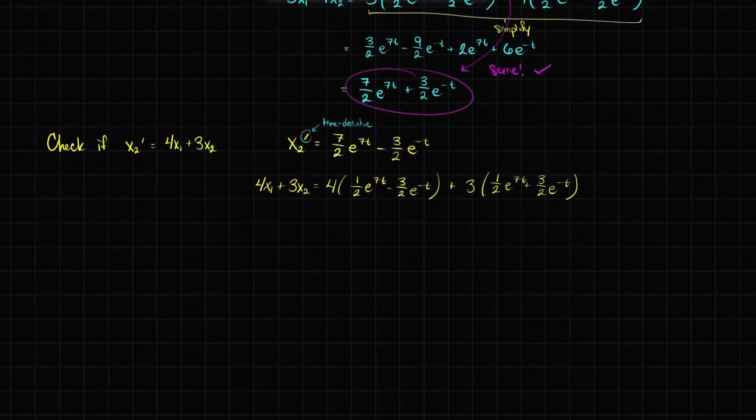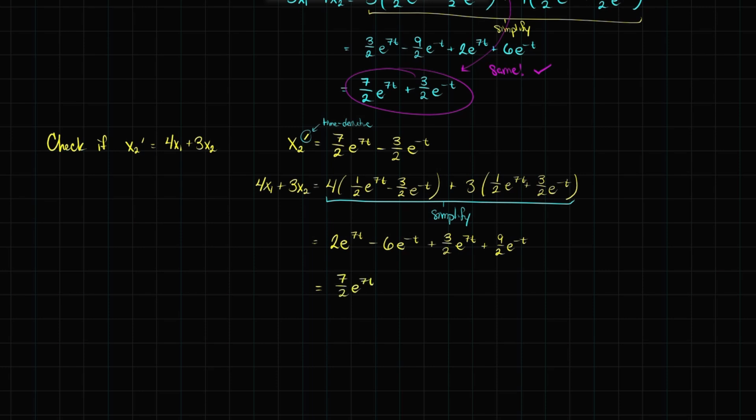And we'll go ahead and simplify these. And when we do, what we get is 4 times 1/2, so we get 2 copies of e to the 7t. 4 times negative 3/2 is negative 6 copies of e to the minus t. We're going to have 3 copies of 1/2, or 3/2 e to the 7t. We're going to have 9/2 e to the negative t. Combining all terms of e to the 7t, I've got 2 plus 3/2, that's a total of 7/2 e to the 7t. And I've got negative 6 plus 9/2, negative 6 is negative 12/2. 12 minus 9, we have negative 3/2 e to the negative t.